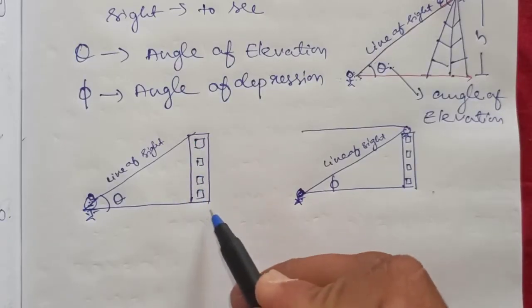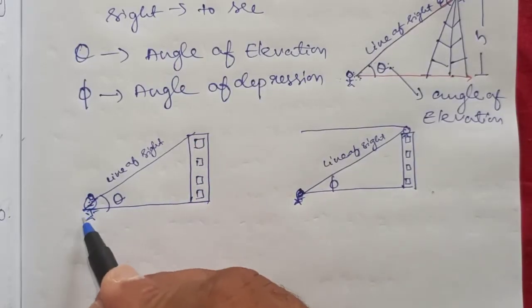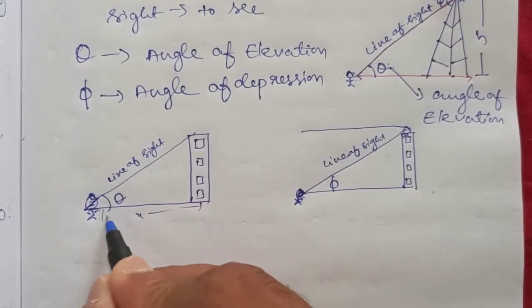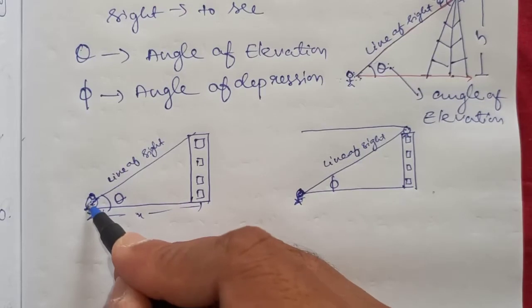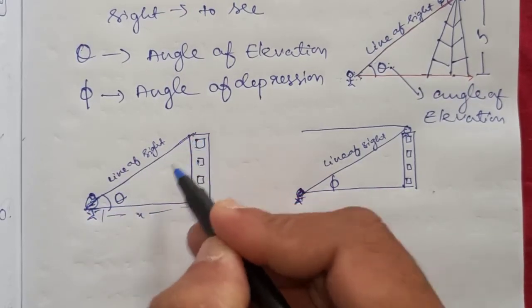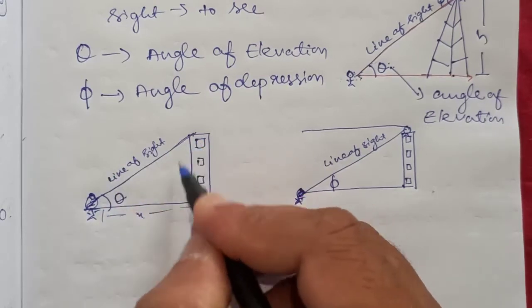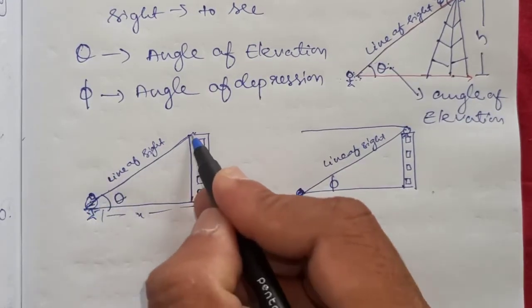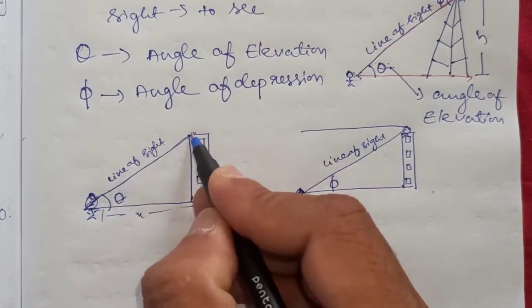Suppose there is a building, and you are standing a little far away from it, at x distance from the building. Through this line of sight you are seeing the top of the building. There is a building standing on the ground and you are observing its top. This is your line of sight.